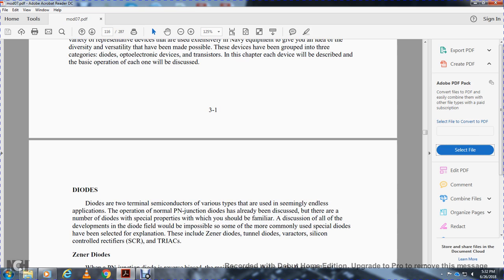Diodes have already been discussed. There are a number of special diode properties with which you should be familiar, although the discussion of all the developments in the diode field is not possible. The more commonly used special diodes have been selected for explanation. These include Zener diodes, tunnel diodes, varactors, silicon controlled rectifiers, and triacs.